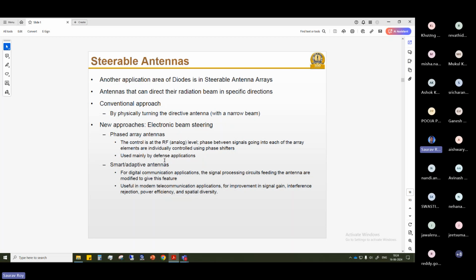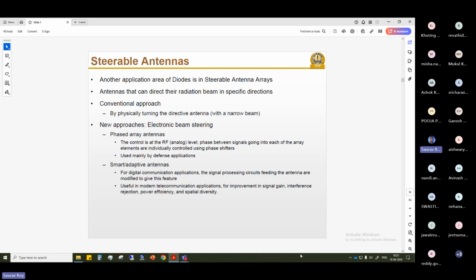Adaptive is why? Sometimes you can even sense based on the scenario, or you can switch between different scenarios, like you can have different states, like different polarizations or different amplitude, different phase. All these things you can vary. It's even possible to have different frequencies. Okay, so those are called smart or adaptive antennas.